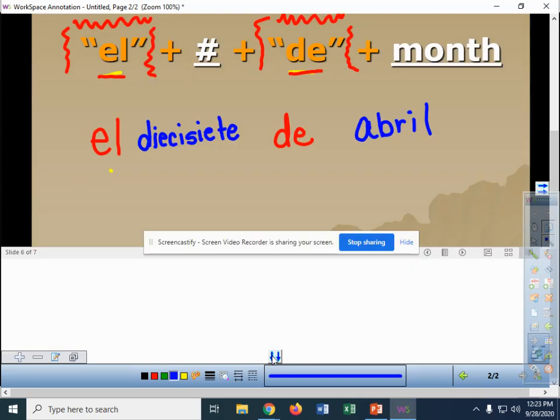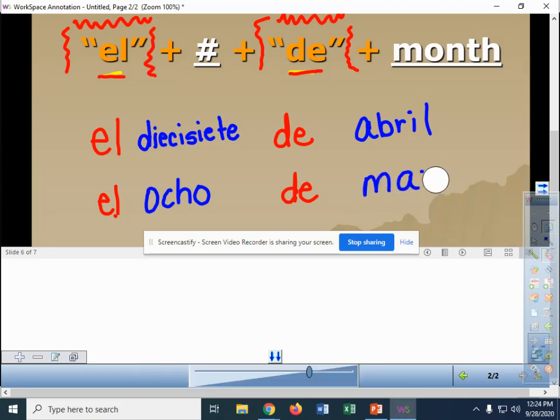So now let's practice with my birthday. My birthday is el, and remember the el y de doesn't change. So it's el 8. My birthday is March 8th, but el 8 de marzo. 8 de marzo.